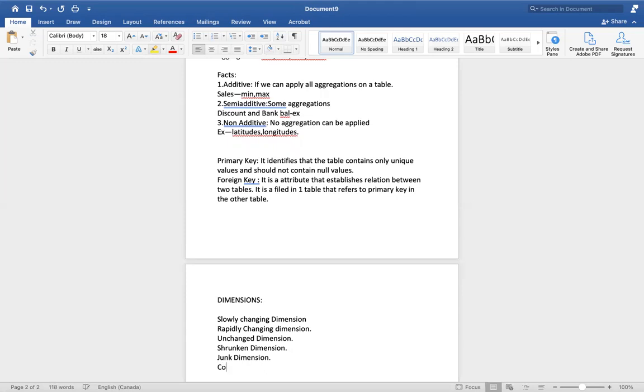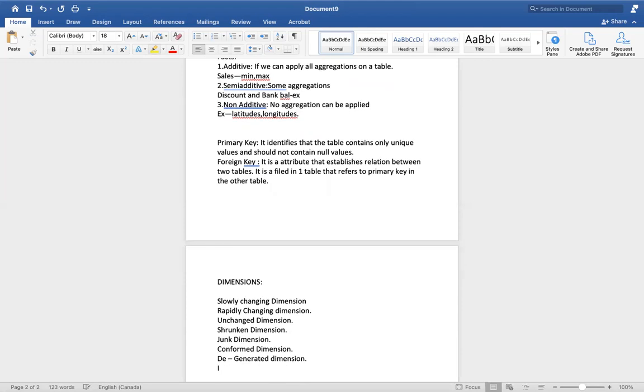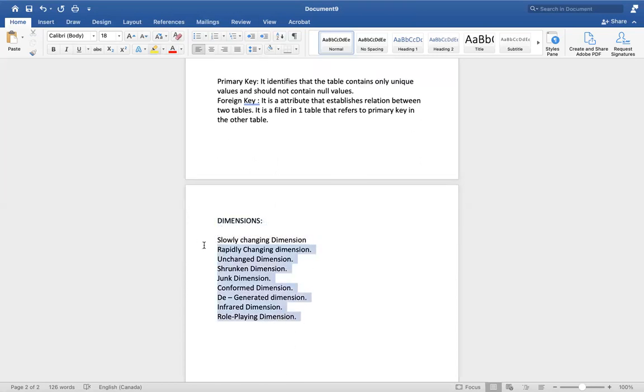The next one is conformed dimension. And the next one is degenerate dimension. And the next one is inferred dimension. So these are the 8 types. Another one is role-playing dimension. So these are the 9 different types of dimensions available in Tableau.